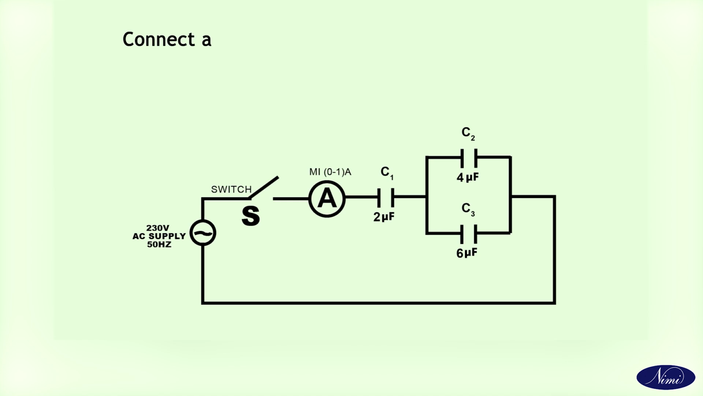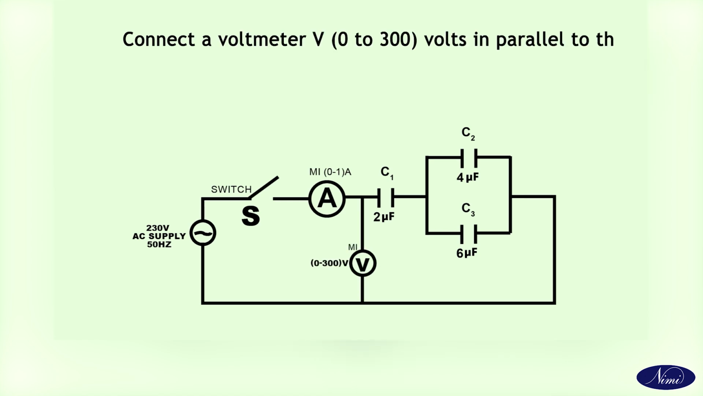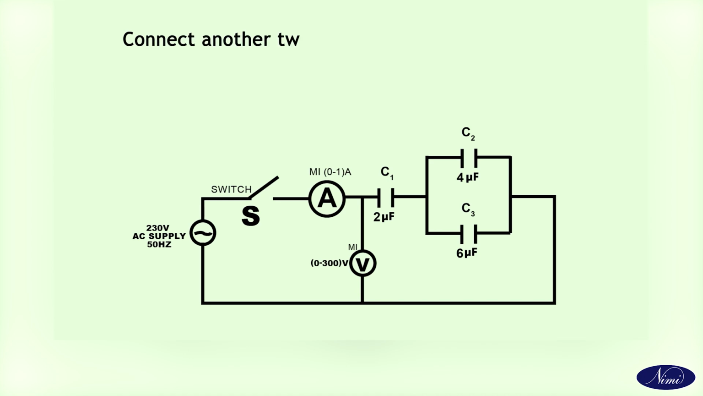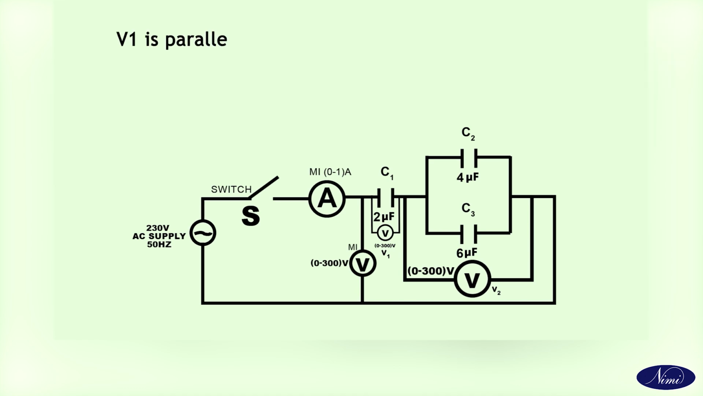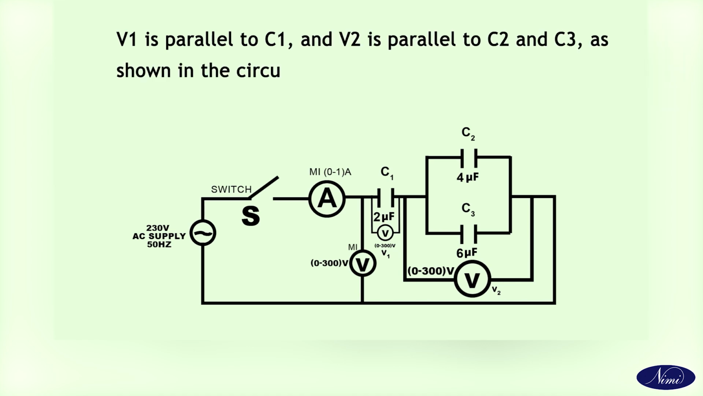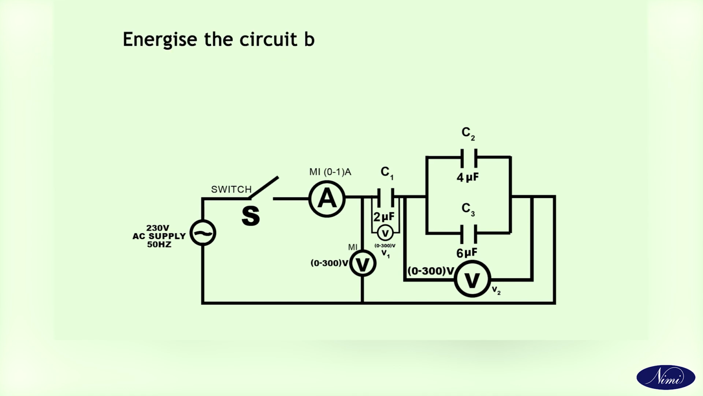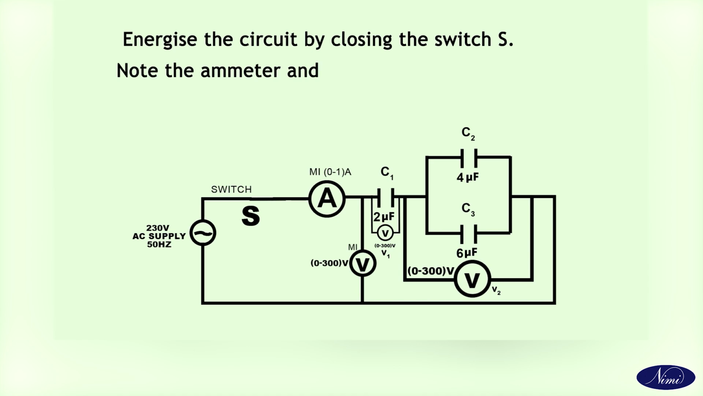Connect a voltmeter V 0 to 300 volts in parallel to the circuit. Connect another two moving iron voltmeters V1, V2, each ranging from 0 to 300 volts. V1 is parallel to C1 and V2 is parallel to C2 and C3 as shown in the circuit. Energize the circuit by closing the switch S. Note the ammeter and voltmeter readings in the tabulation.